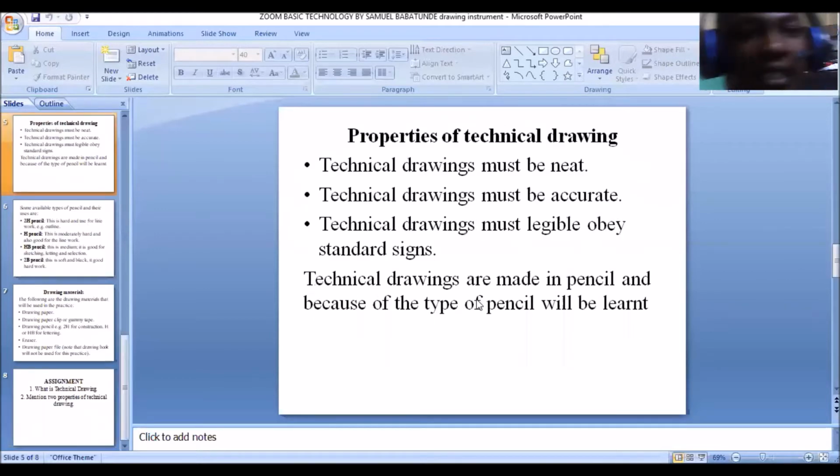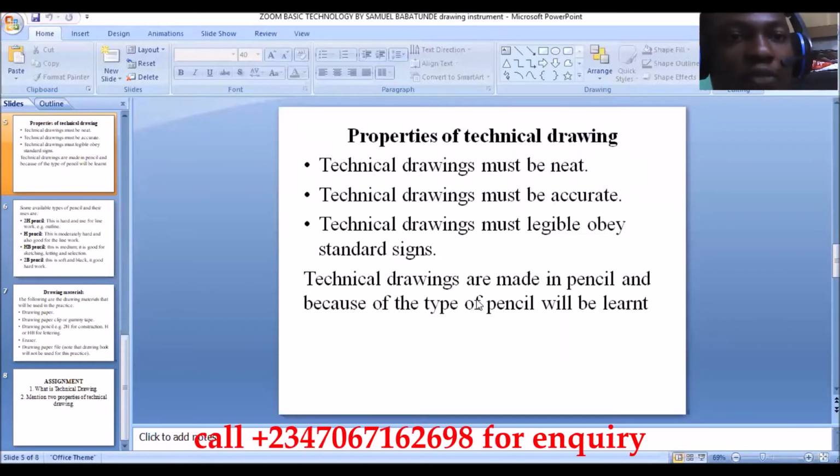Now, what are the properties of technical drawing? When you see a technical drawing, it has certain properties. For you to say that you've successfully done a technical drawing, there are some properties, some characteristics that we have to see, because we refer to it as technical drawing. Technical drawing must be neat. That is, your technical drawing should not be rough. Technical drawings must be accurate.